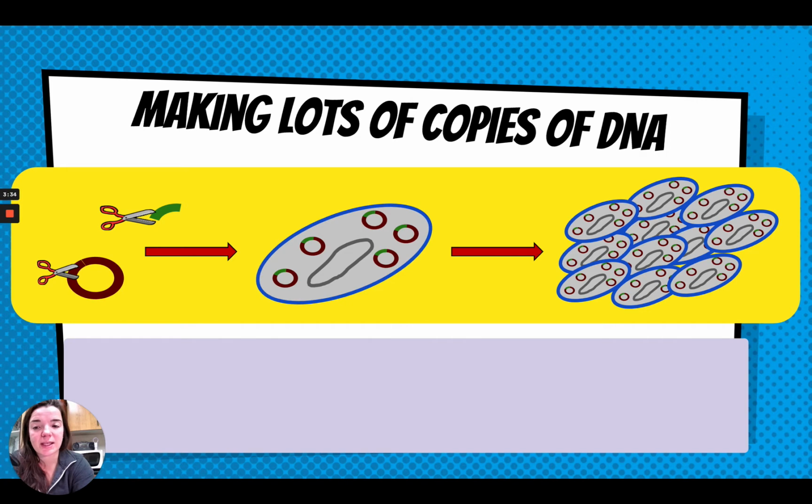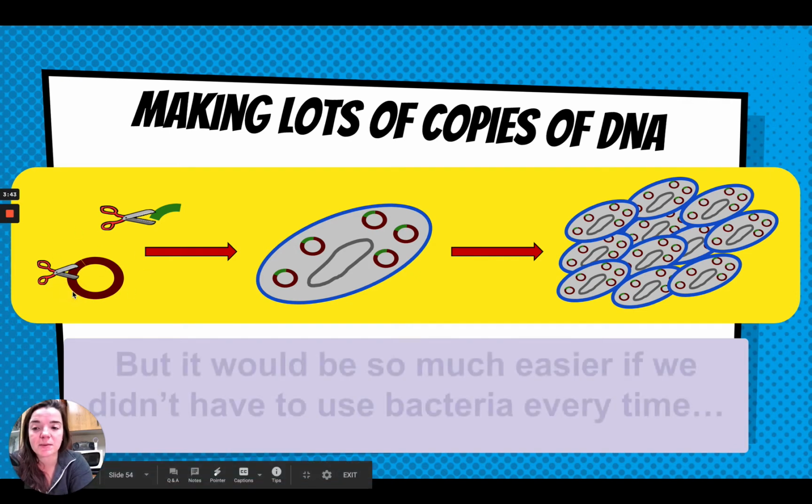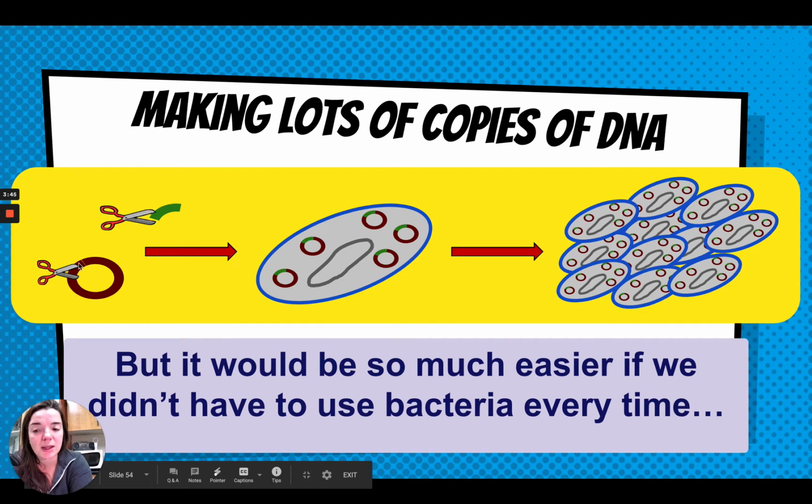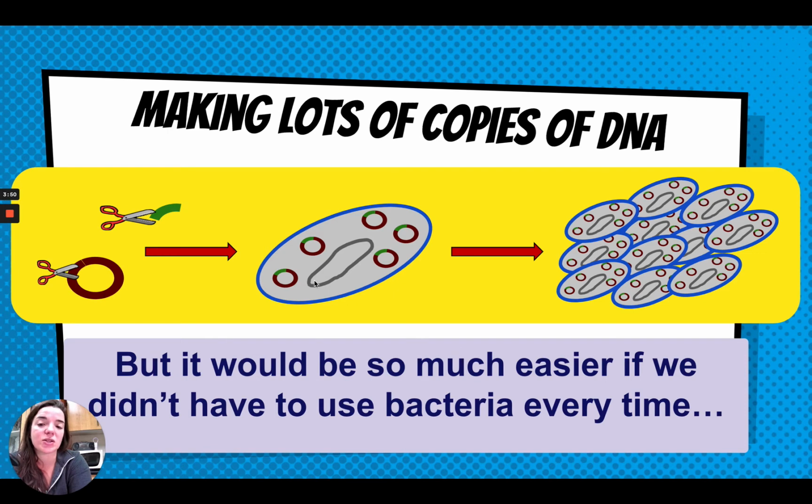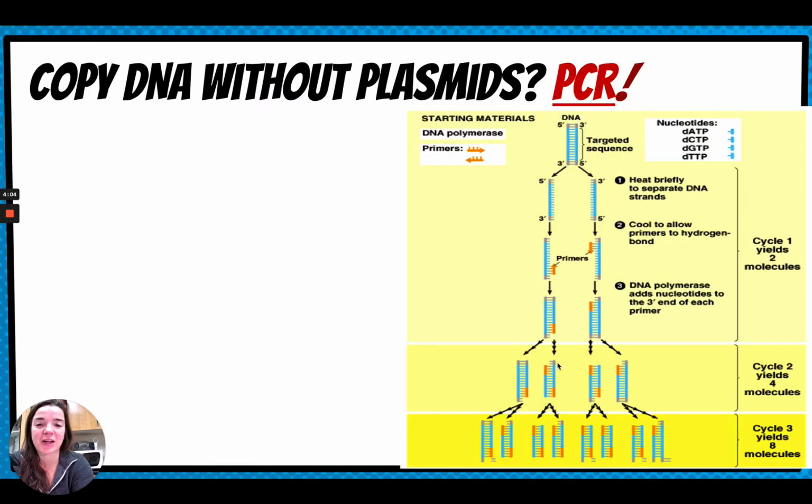So how this is done, we will go into this more towards the end of the month, beginning of next month. We will use restriction enzymes. Those restriction enzymes will cut the plasmid, and will also cut the gene out, so that once it's inserted in, they both have the same sticky ends to make this plasmid, and then you'll make lots and lots of copies of those bacteria. But in truth, it'd be so much easier if we didn't have to use bacteria every single time. So that's what PCR does.